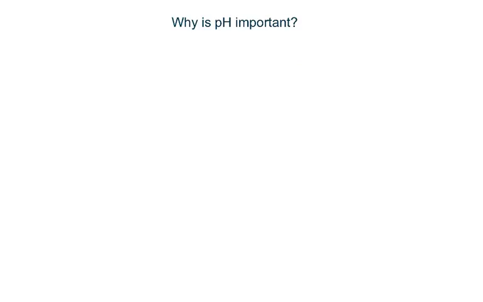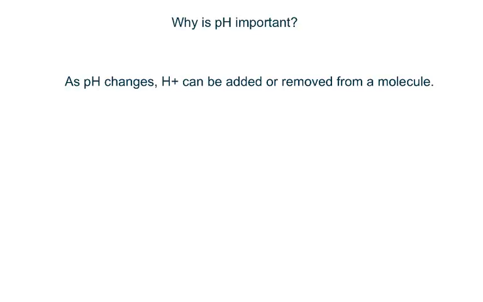Why do we care about pH? Why is this important? Well, we know that as pH changes, protons can be added or removed from a molecule. As you're changing the acidity or basicity of the environment, you're going to change the makeup of the molecule itself. And if you're removing or adding protons, you're going to change the interactions that are present. Remember that we have intermolecular forces which are going to come into play, and those intermolecular forces are based on the regions of different molecules and how they're interacting with one another.